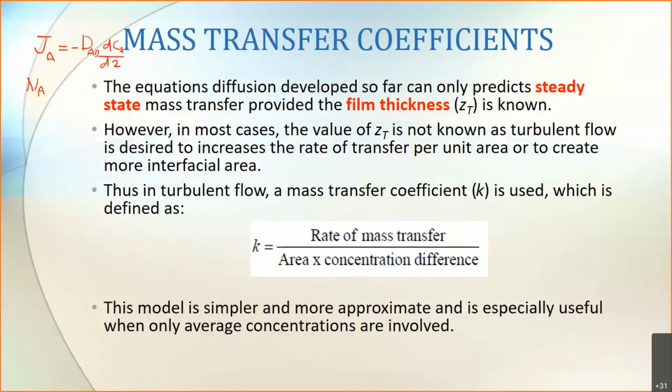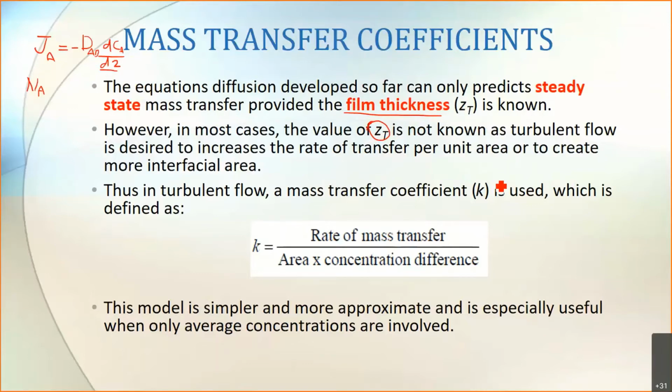When we are dealing with the mass transfer coefficient, sometimes we don't have this dz value. The equation for diffusion that we have been using so far can only predict steady state mass transfer, provided that we have the film thickness, right? We have our zt or dz or delta z value. However, in most cases, this zt value is not known, and one of the reasons is the turbulent flow that we actually want.